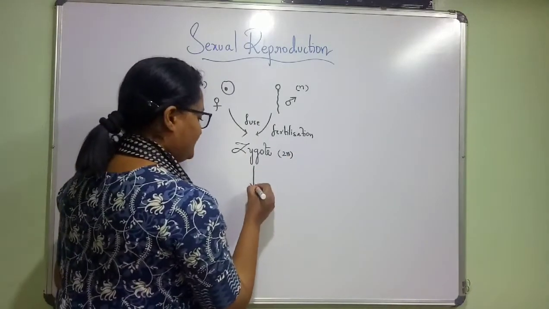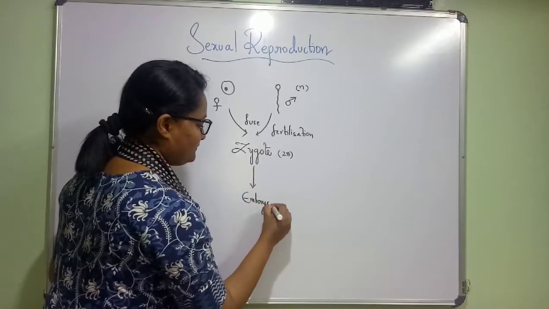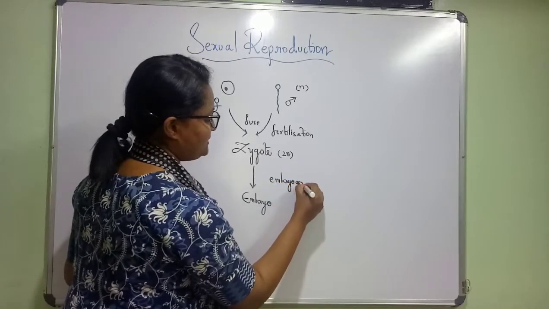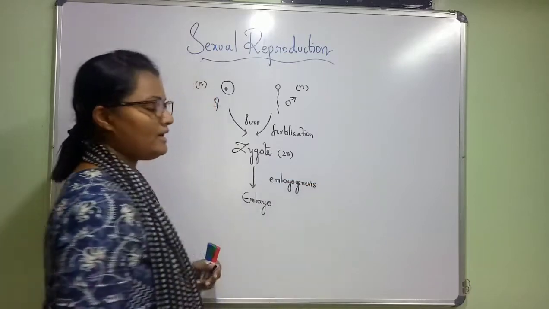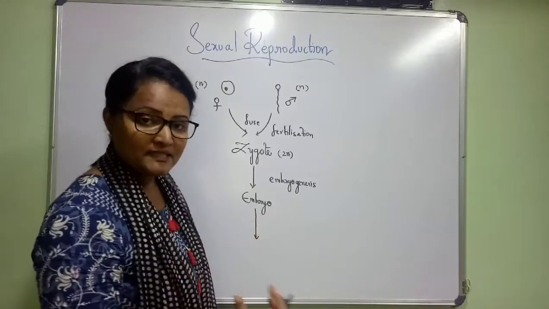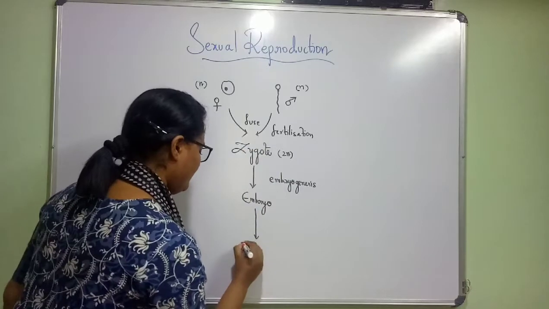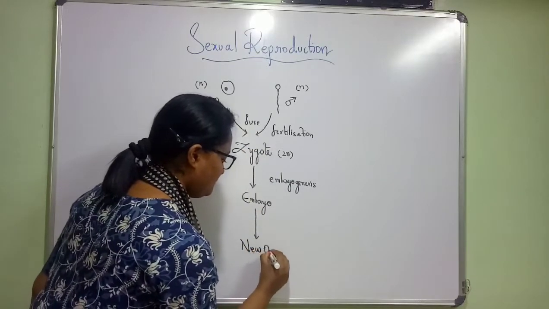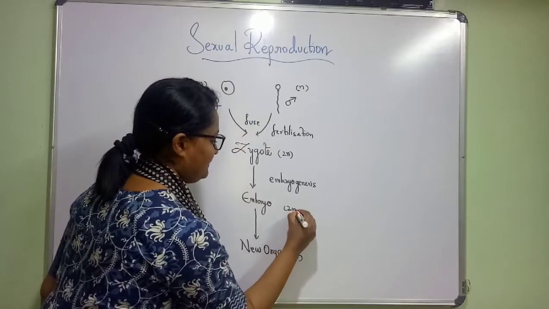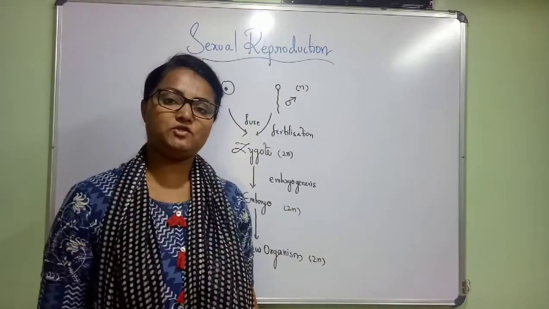Next, from the zygote, the embryo is formed. This process we call embryogenesis. After the embryo, organs are formed. The fetus gets structured and they form a new organism, a diploid individual.